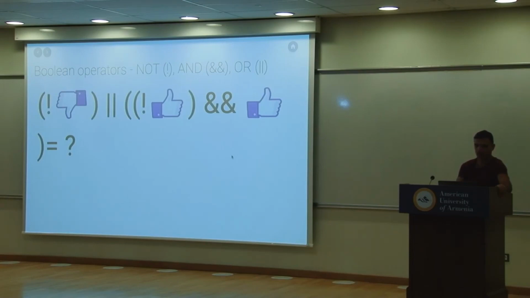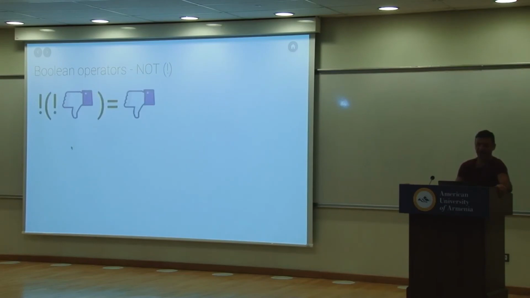Okay, what's this one? We flip this one. This becomes true. We flip this one. This becomes false. This, therefore, is false. True or false is true. Okay, this is interesting. You can do this as much as you want. The first one will flip it, the second one will flip it again. So you get false.